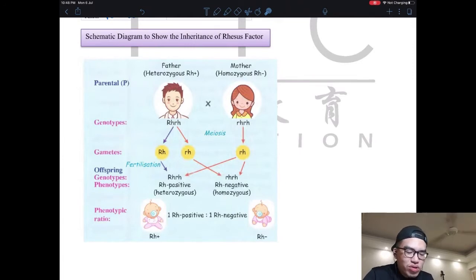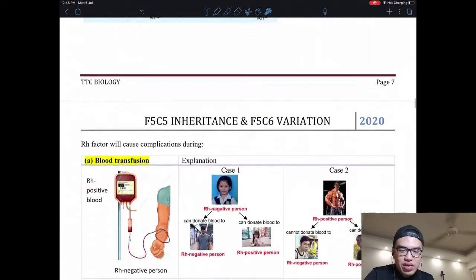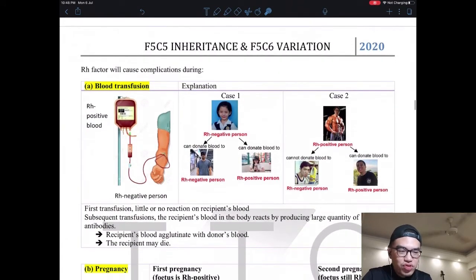One more thing the rhesus factor can cause here. Number one, blood transfusion, like I told you just now. Let's say now this is a Rh negative person. You have no problem giving blood. You can give to a positive or negative person, no problem.